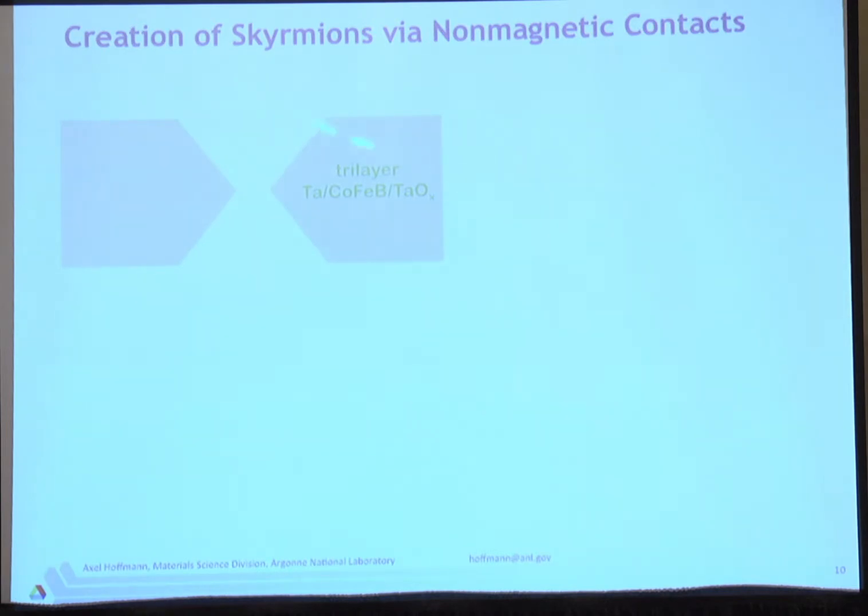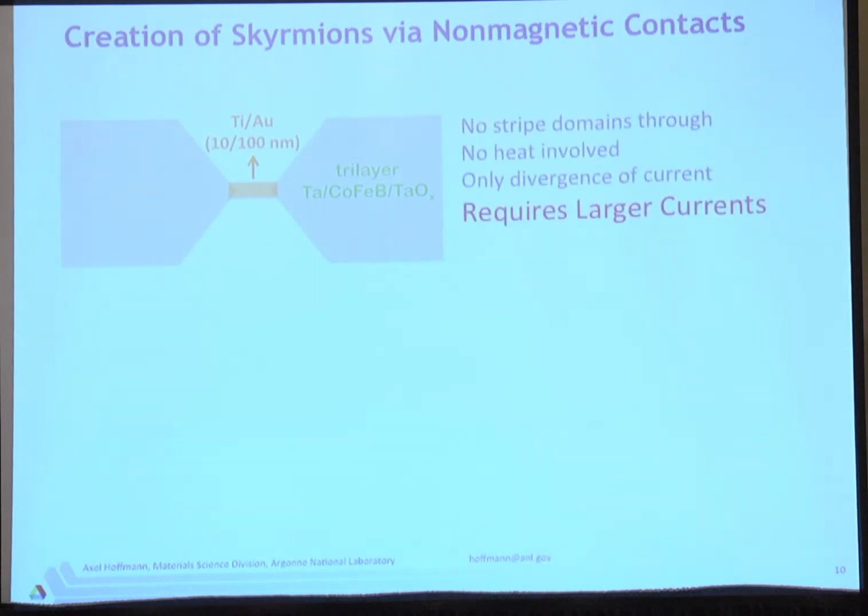So we can take the same samples as before, but now get rid of the bridge in between and replace it with just a small conducting bridge made out of titanium gold. So it's very highly conducting, so there's not much heat generated. So there's no magnetic structure transfer from one side to the other. It's just an inhomogeneity of the current that is here. Now, we expect from the simulation that this requires larger currents. So the movies that I'm going to show you, instead of using a DC current, will have pulse currents.